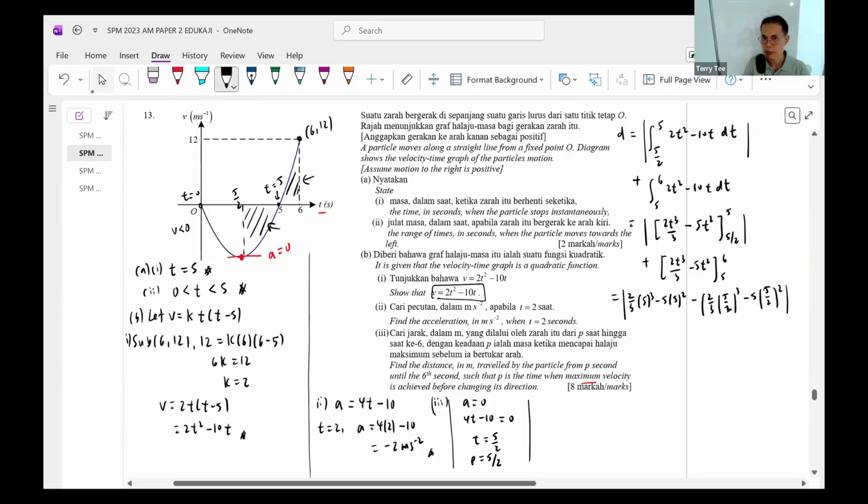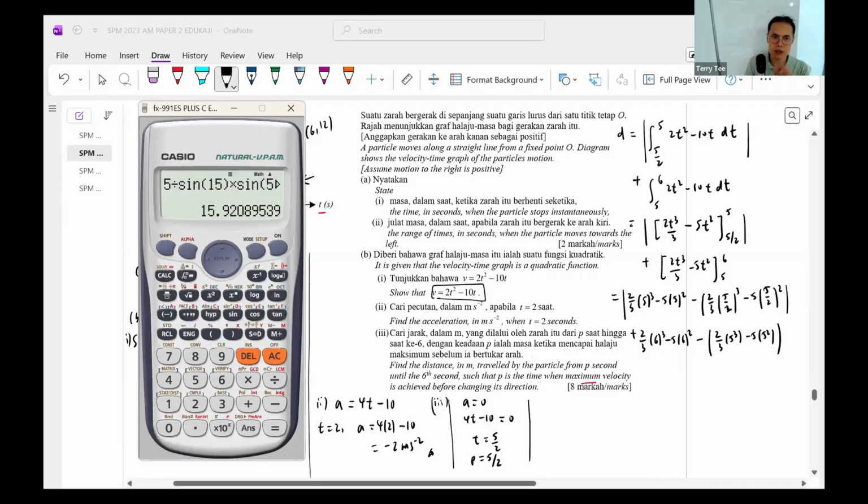Alright, then you plus the second part. 2 over 3. 6 cubed. 5. 6 squared. Minus 2 over 3. 5 cubed. Minus 5. 5 squared. But this part here, just use your calculator. Don't need to torture yourself to count one by one.